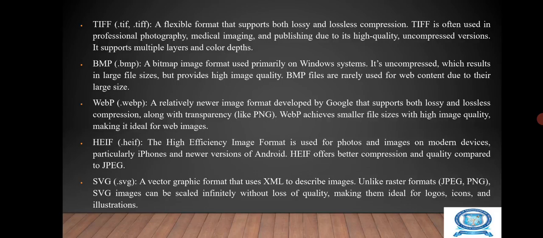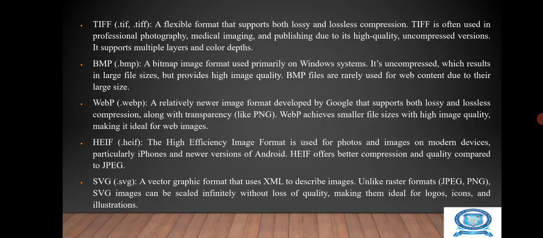Then TIFF is a flexible format that supports both lossy and lossless compression, and it is often used for professional photography, medical imaging, and publishing. Due to high quality and compressed versions, it supports multiple layers and color depths. Then .bmp is a bitmap image format which is used primarily on Windows systems and is uncompressed, which results in very large file sizes, and this is rarely used for web content due to the large size.